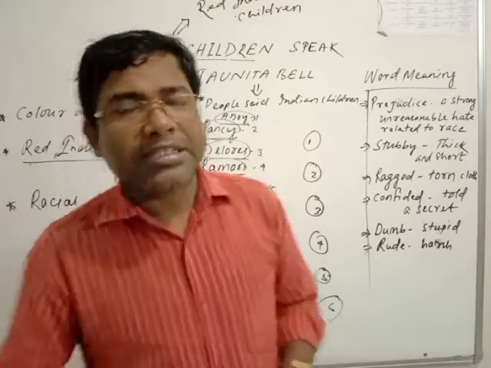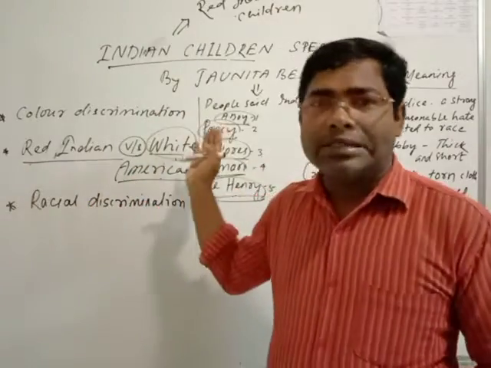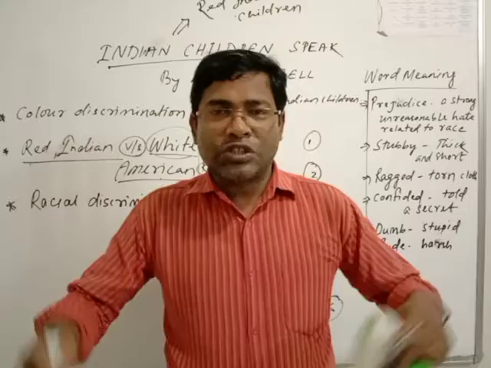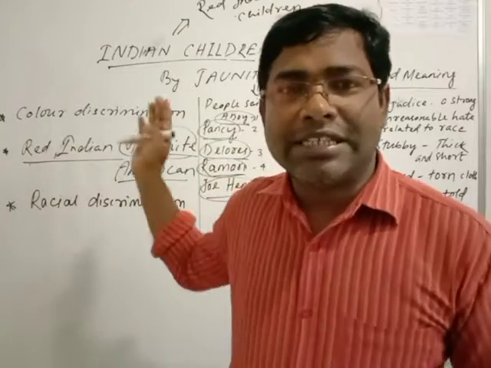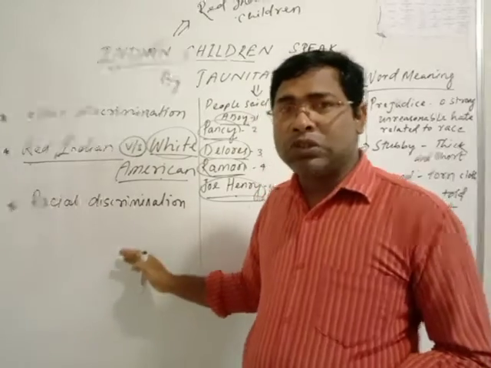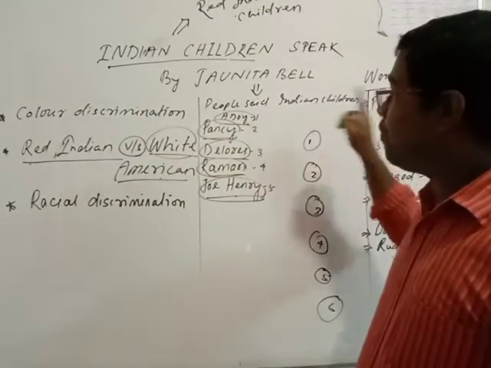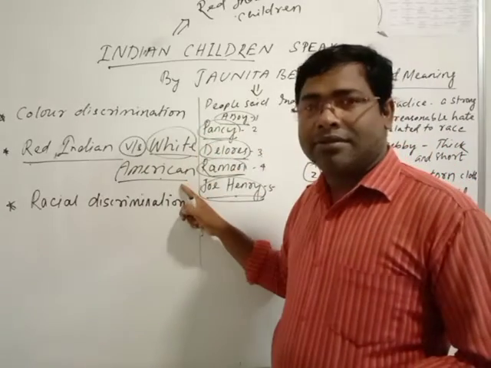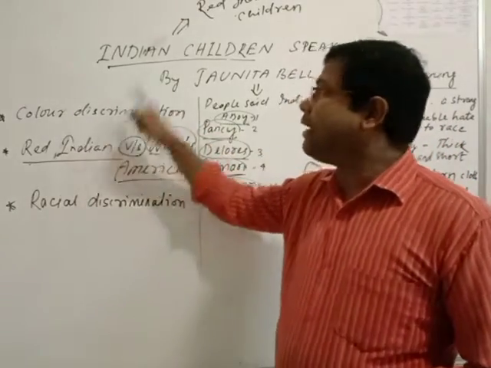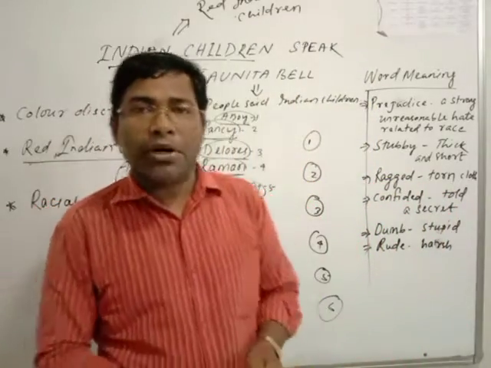So let us start this poem. Definitely you must have got what the poem is about. It is nothing but the misunderstanding, the prejudice of the white American against red Indian children. Got it? So let us start this poem.